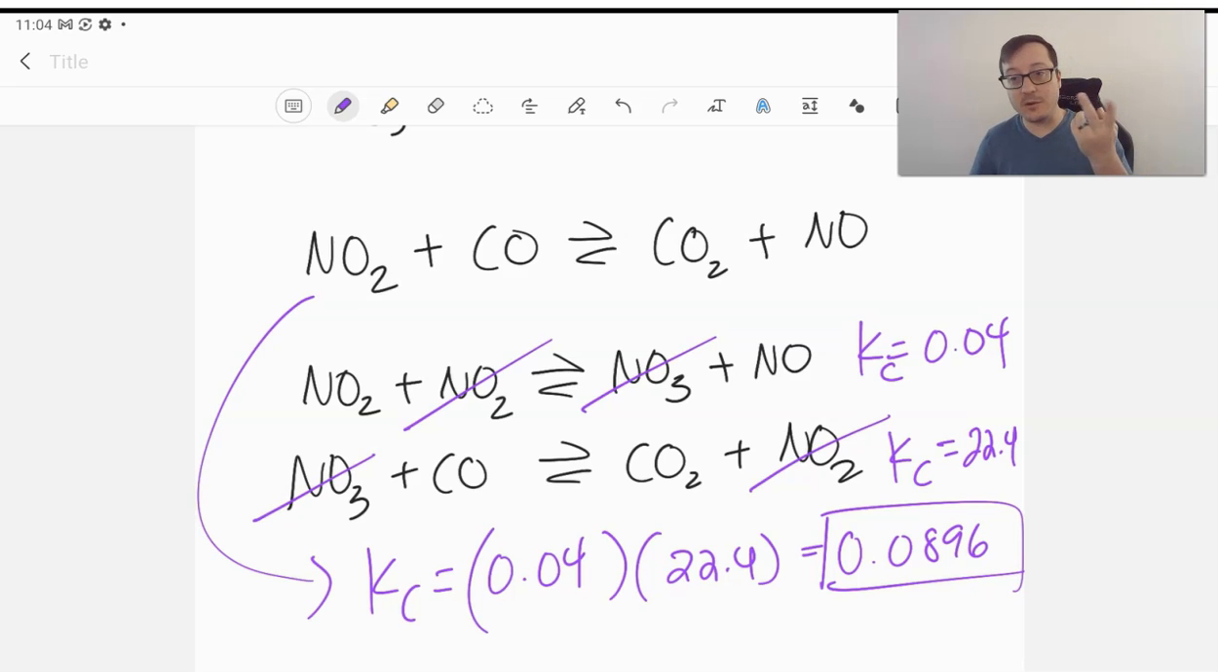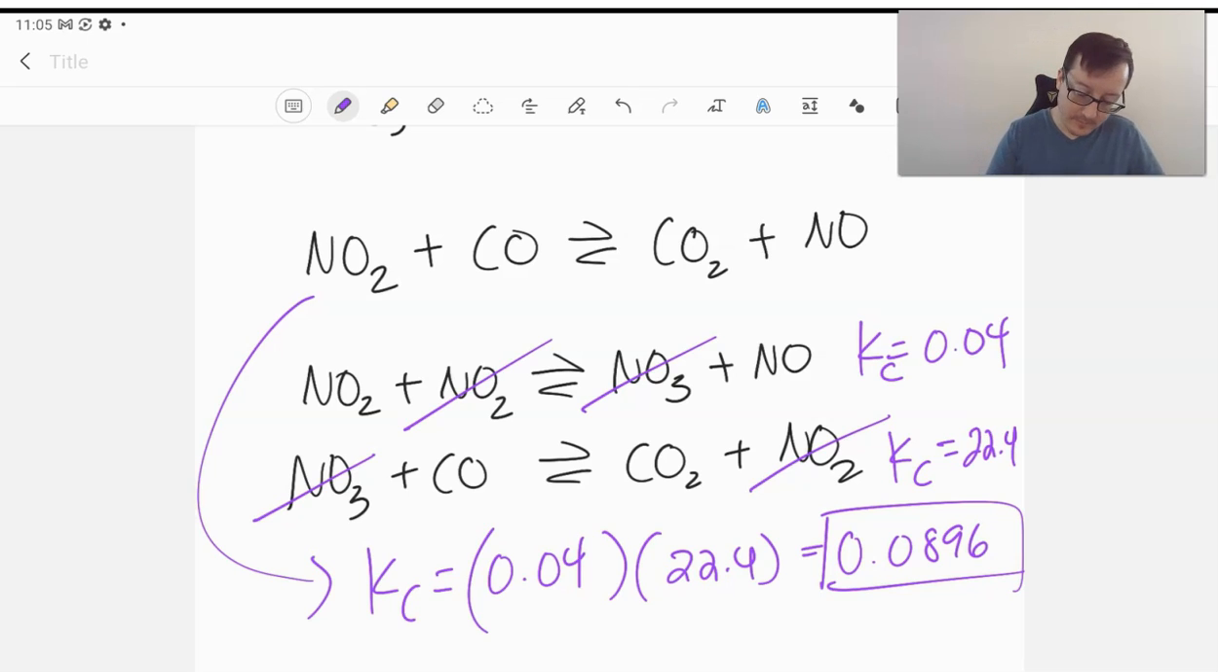If you need to reverse a reaction, you will do 1 over Kc. If you need to multiply a reaction by a coefficient, what you'll need to do is raise the Kc to whatever power that may be. So if you need to triple the coefficients of a reaction, you need to cube your Kc.